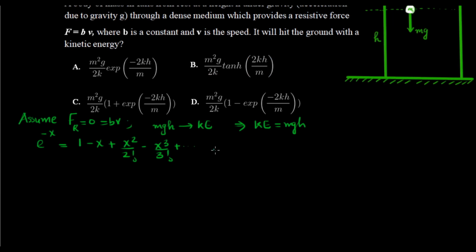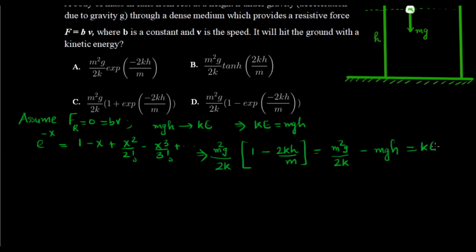So we have m squared g over 2k times exponential of minus 2k h by m. So we have 1 minus 2k h by m, and we just expand this. We have m squared g over 2k minus m squared g times this quantity, which will give you mgh. So this is the kinetic energy in the case of option A. But there is an extra term here, so we'll check the other options also. Other options you can check yourself.